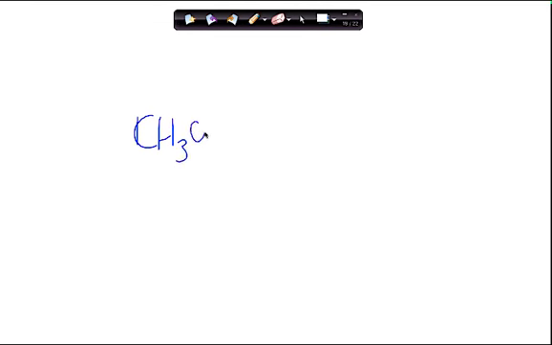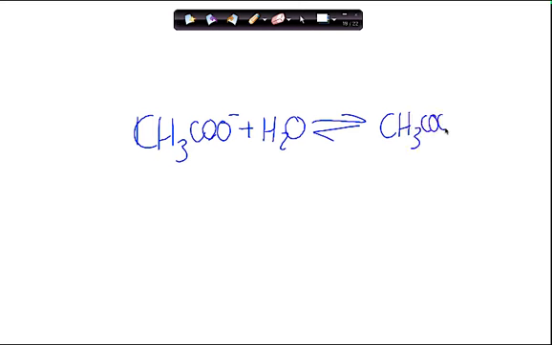The acetate ion is attacking the water, and that acetate ion is creating unprotonated acetic acid and hydroxide. So that eventually is the chemistry that we need to study. The problem is this. We are not told anything about the amount of acetate ion that we've got. So where did that acetate ion come from?